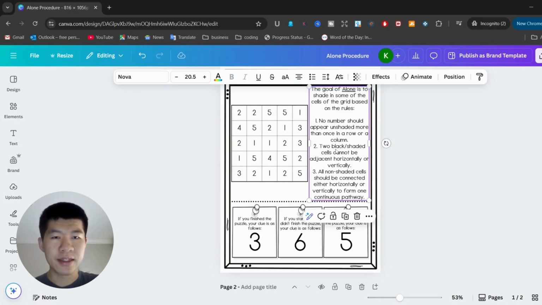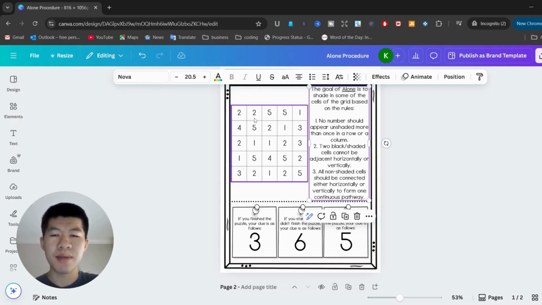Next, two black shaded cells cannot be adjacent horizontally or vertically, so they should be apart from one another. And all non-shaded cells should be connected either horizontally or vertically. So once you figure out which cells to shade in, the unshaded cells should all form a continuous path. So let's go ahead and start with this example here.